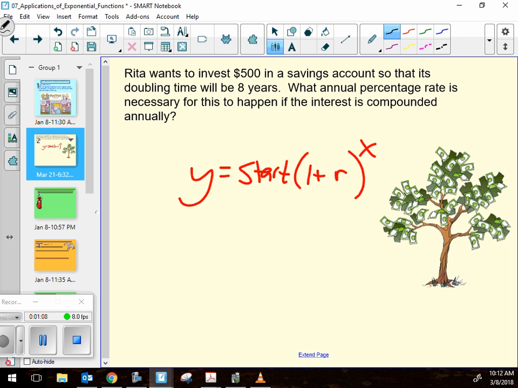All right, 500 to start, 1 plus the rate. Wait a minute, they never told me the rate, so what do I put for that? R for the rate. Okay, and then the time, which was 8 years. There. And then did they tell me how much I got at the end? All right. Oh, doubling. So they did tell me the amount of money at the end. By saying it was going to double, it was kind of obscure, but they told me that the amount I have at the end is 1,000.